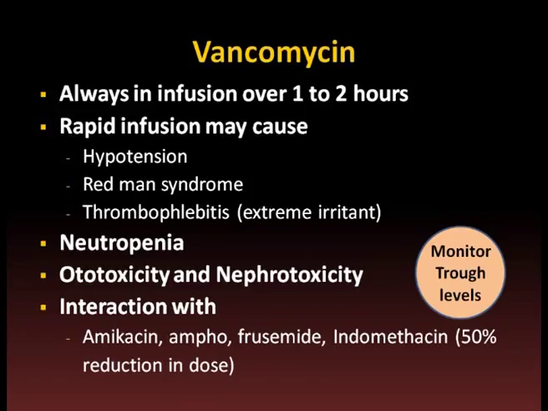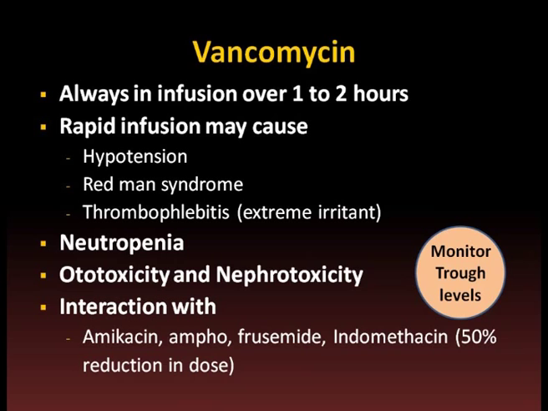Vancomycin is a drug preferred after cloxacillin, or it is used only when we have methicillin resistant Staph aureus. It should always be given as an infusion over 1 to 2 hours. A rapid push of vancomycin can cause cardiovascular instability and also serious problems for the newborn baby. Rapid infusion could cause hypotension, red man syndrome and thrombophlebitis. One of the commonest side effects of vancomycin is neutropenia. Vancomycin can also cause ototoxicity and nephrotoxicity.